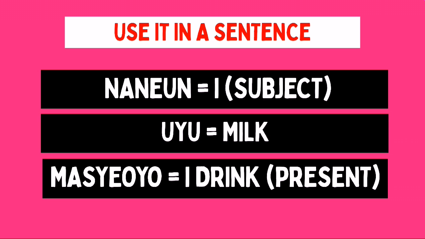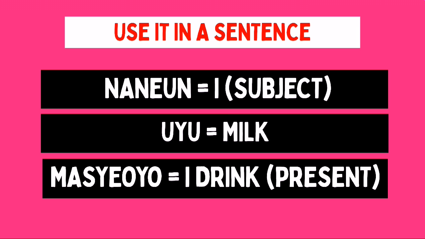The first part of the sentence is 나는. Again, we already know that na means I and 는 is just a subject particle. The second part of the sentence is 우유, and we already know that it means milk. The third part of the sentence is 마셔요, which means I drink. 마셔요 is simply the present tense form of the root verb 마시다.